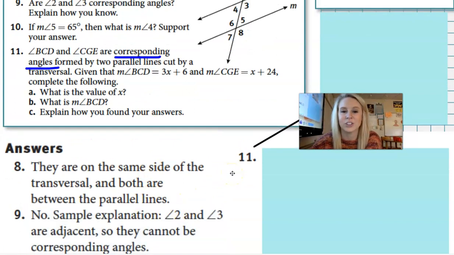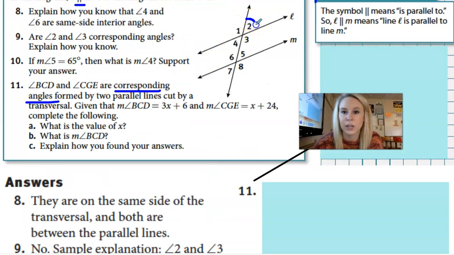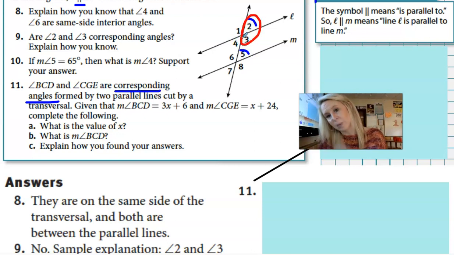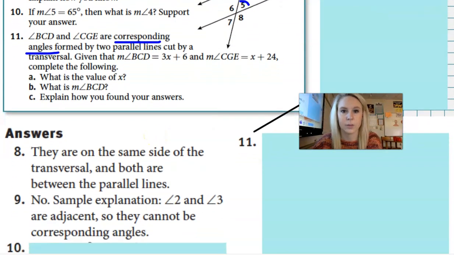No, 2 and 3 are adjacent, so they are not corresponding. So 2 and 5 would be corresponding, but 2 and 3 are adjacent. So 2 and 3 are actually a linear pair. They make a line, they're supplementary, but they are not corresponding. Corresponding cannot touch.